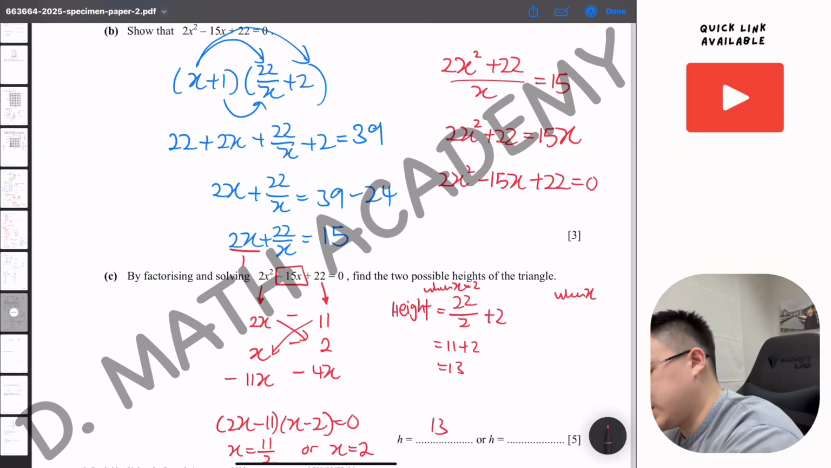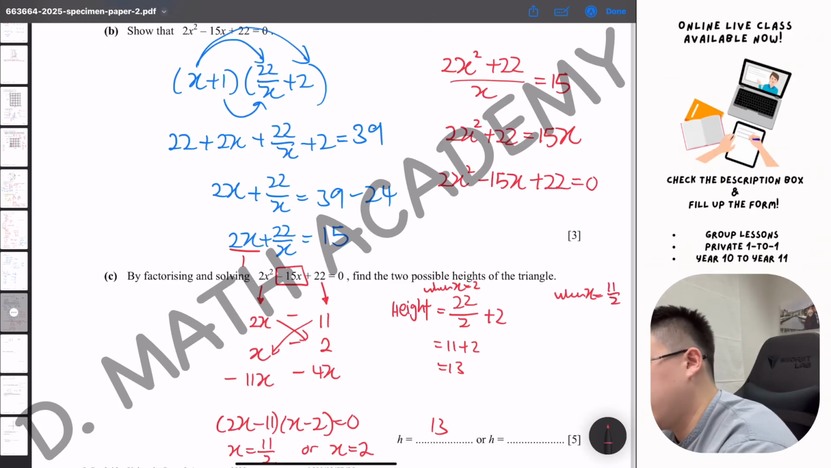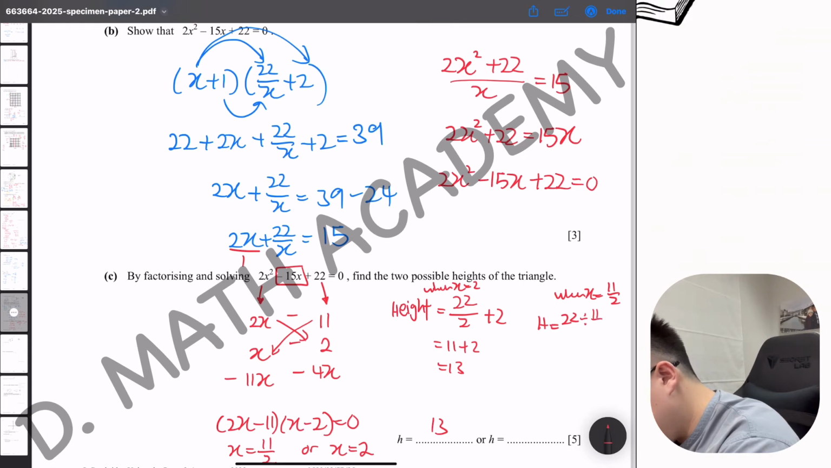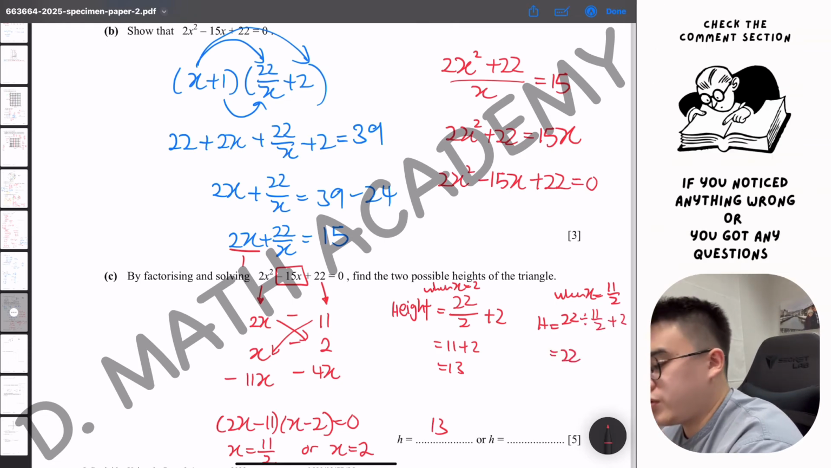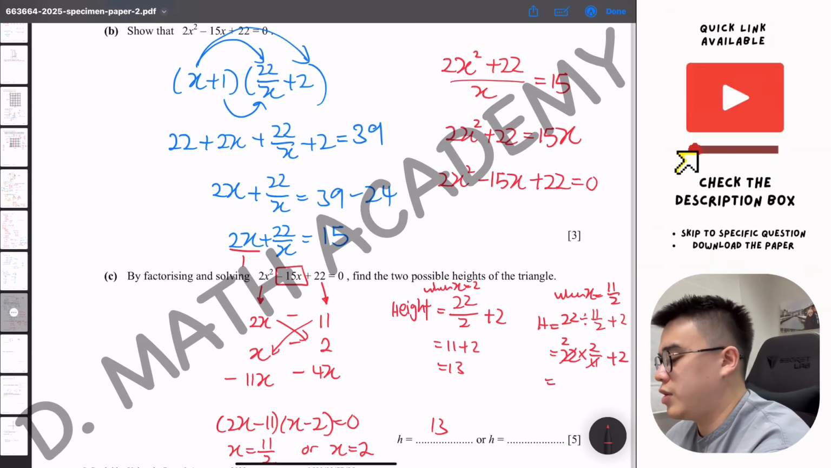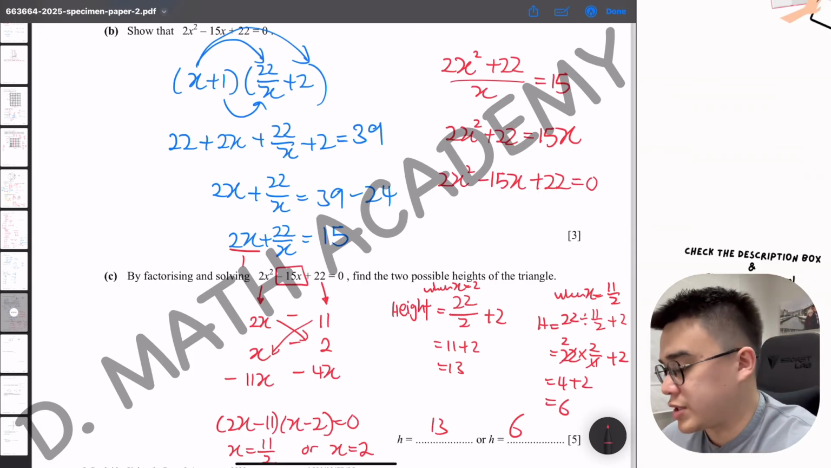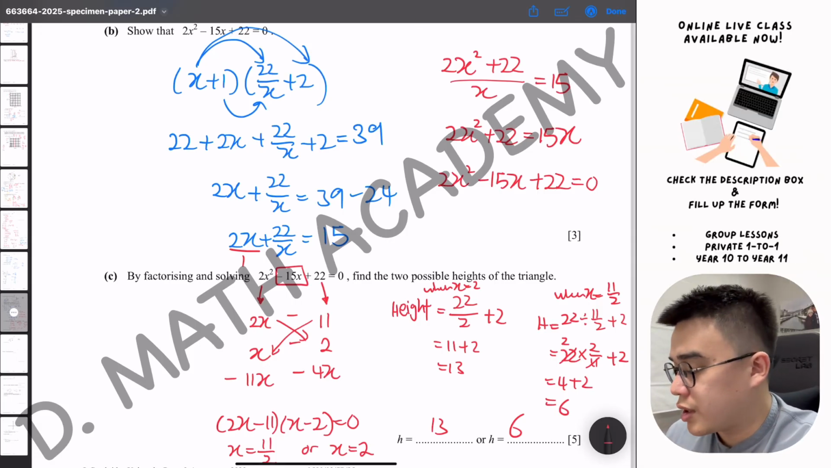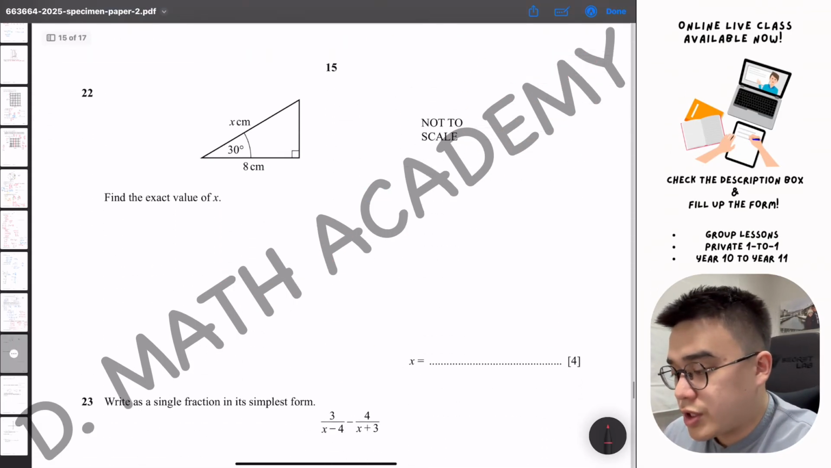And then when x is 11 over 2, height will now be 22 times 2 over 11 plus 2. Cross them off. 4 plus 2 is 6. And you're done. That's your final answer here. Moving on to the next question.